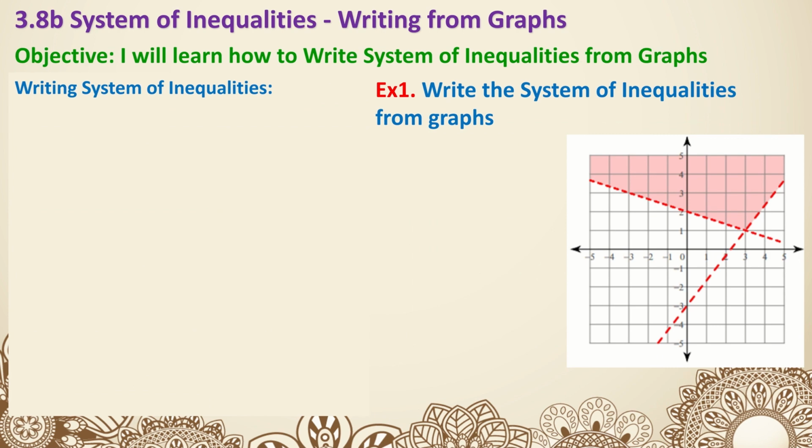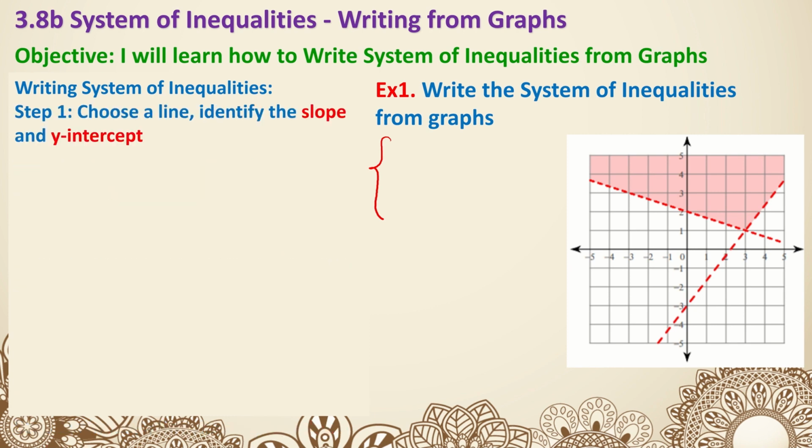First, since we're writing a system, of course, we are going to have the curly braces so that we can actually write the system of inequalities. In order to write them, we are going to need to choose a line and start with the slope and y-intercept. So first, let's deal with this line. The y-intercept is at -3, so it's a -3 on the end. The slope is up 4 over 3, so it's going to be a 4/3 x.